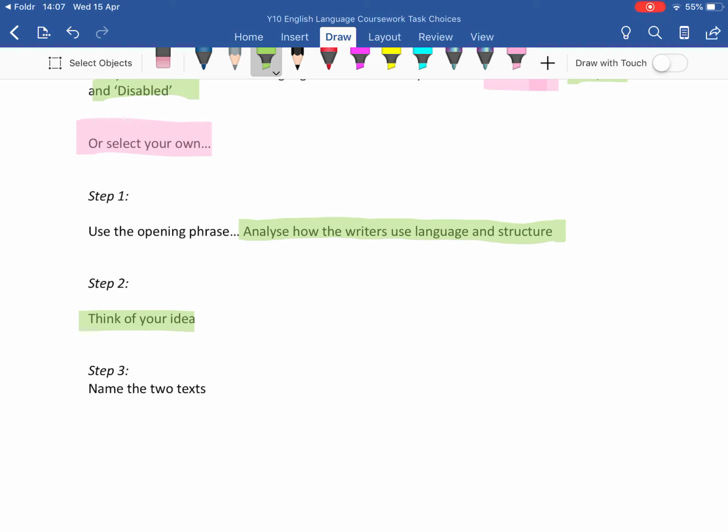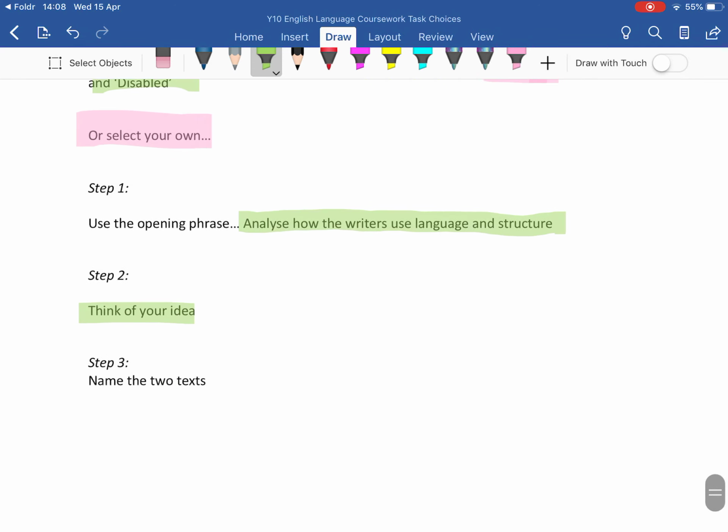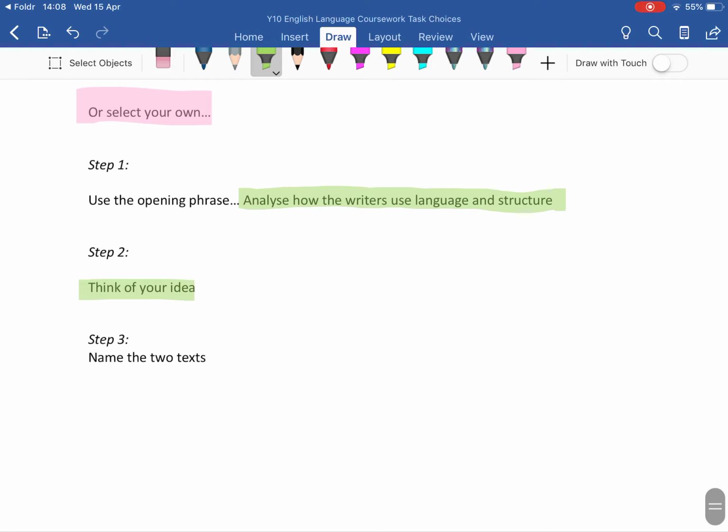Or, if there isn't a question that suits those 2 texts, use these 3 steps to create one. What I'll ask you to do is let me know if you're setting your own question, and I can approve that question just to make sure it follows the criteria that's needed. Okay, so what I want you to do, spend 10 minutes reading through the 5 texts again, reading over your annotations in your anthology, picking the 2 that you feel most confident with, come back to these questions, pick which question suits you best, or create your own.